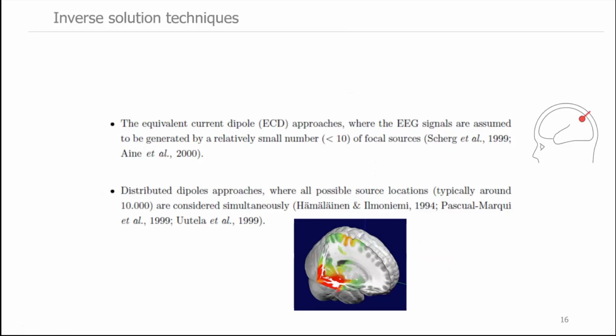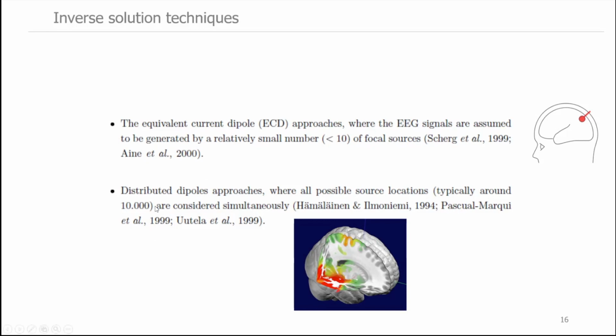There are two important inverse solution techniques. One is the equivalent current dipole, where the EEG signals are assumed to be generated by a relatively small number of focal sources. So basically here you say the EEG must come, for instance, from one source in the brain, and then you estimate what source generates the EEG that comes closest to the measured EEG. So that's one solution method.